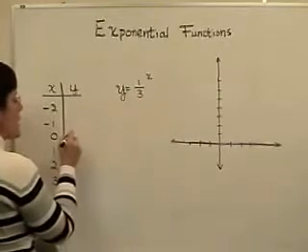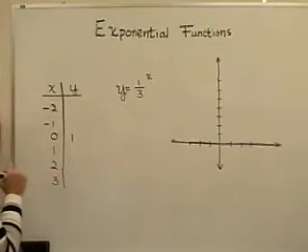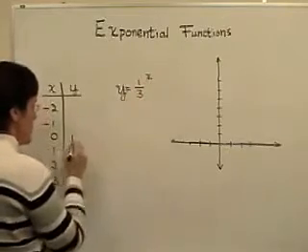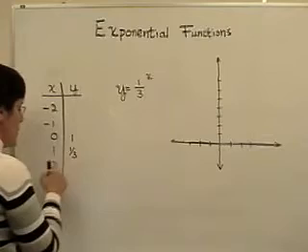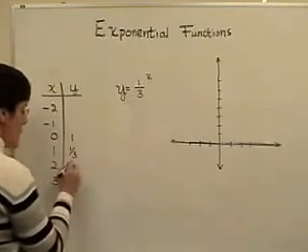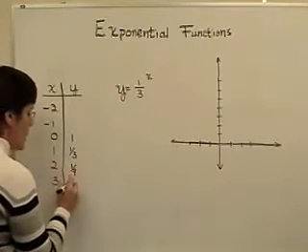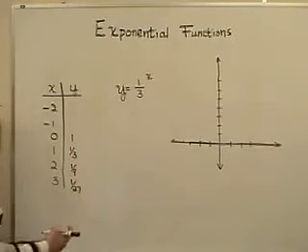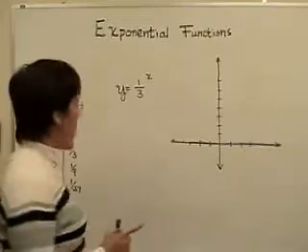1/3 to the 0 power, again, anything raised to the 0 power is equal to 1. When I put a 1 into this function, 1/3 raised to the first power is just 1/3. When I square that, I get 1/9. And when I cube it, I get 1/27. So you can see these numbers are getting smaller and smaller and closer to 0 all the time.